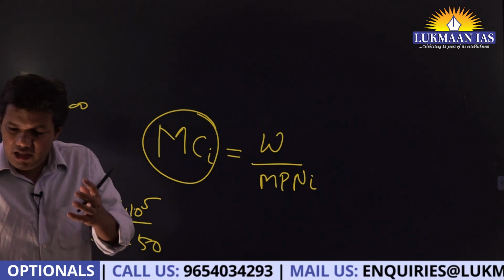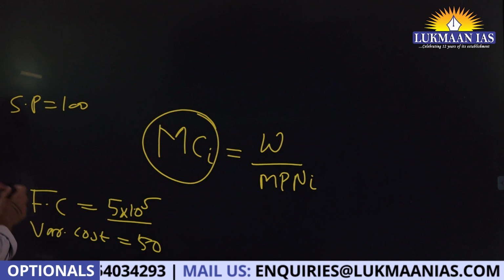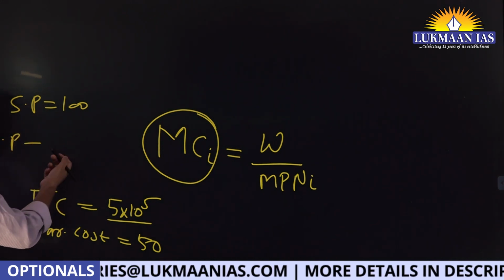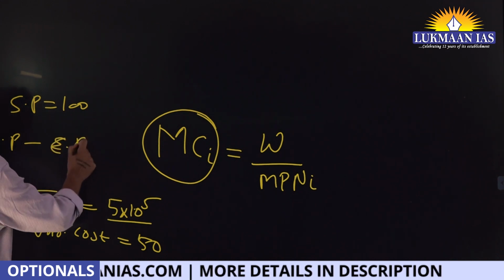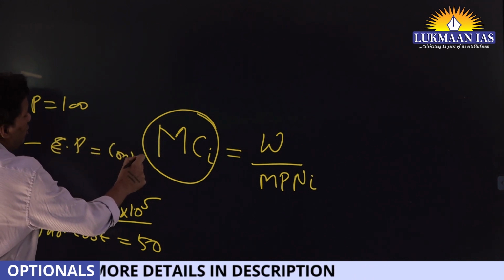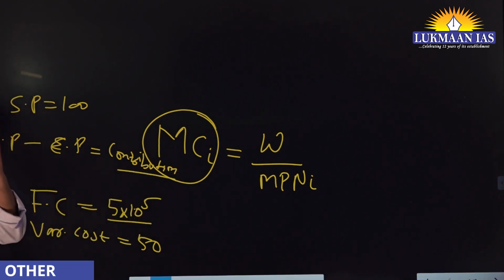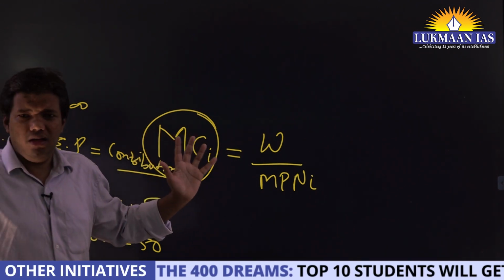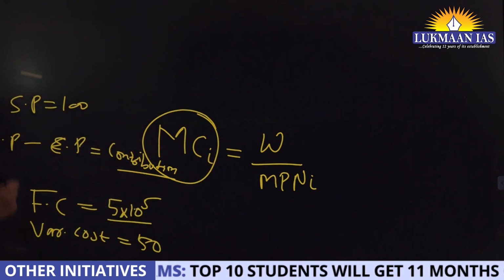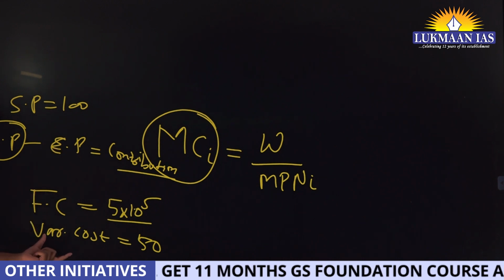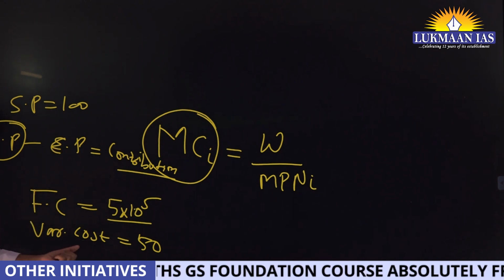Absorbed means gradually, as the difference between selling price and the cost price is called contribution. What is it called? Contribution. Try to understand this important term, it is very, very important. Suppose you are selling this stylus for 100 rupees, but your variable cost is how much?